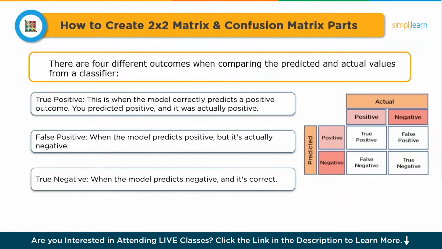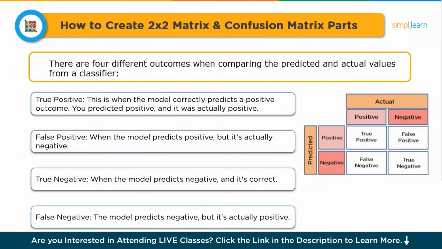The third one is true negative. This is when the model correctly predicts a negative outcome. You predicted negative and it was actually negative. And the fourth one is false negative. This occurs when the model incorrectly predicts a negative outcome for something that is actually positive. You predicted negative but it was actually positive.